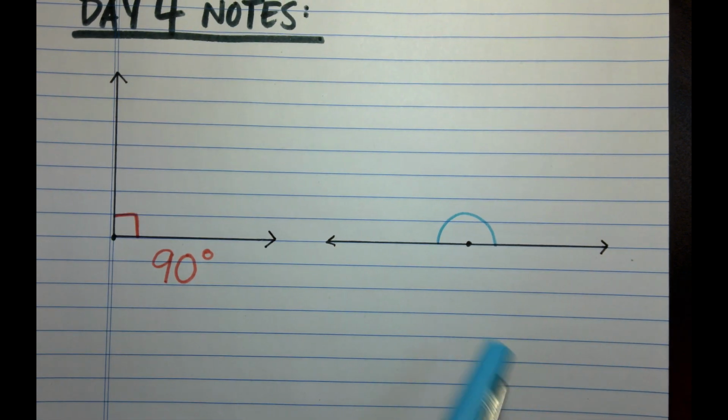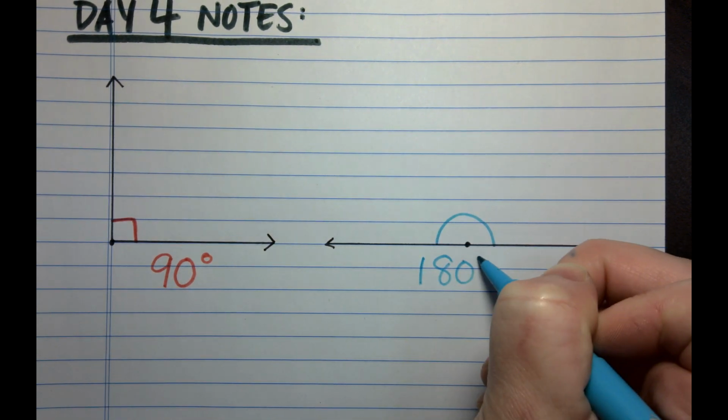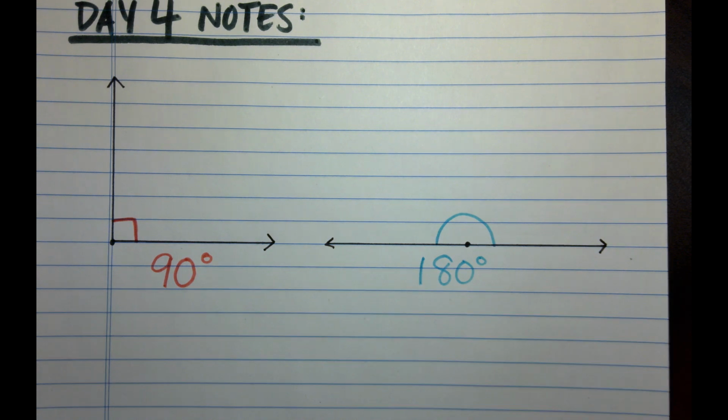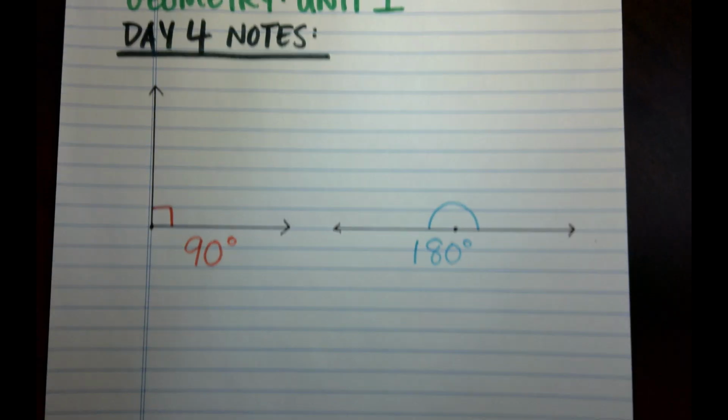Does anybody have any idea how many degrees this angle would be? 180 degrees. Good. Very good. This is 180 degrees. Full circle, 360. Yes, you're ahead of the game. So, exactly what Max said.